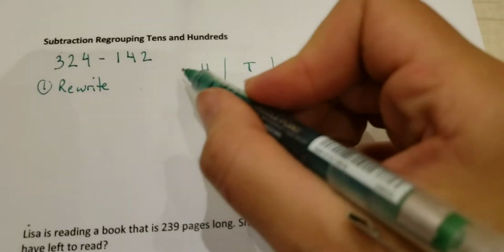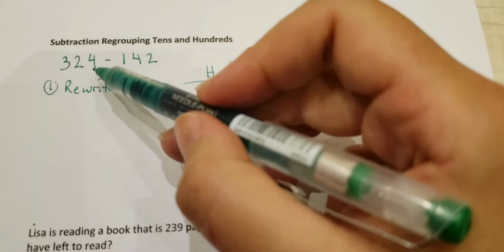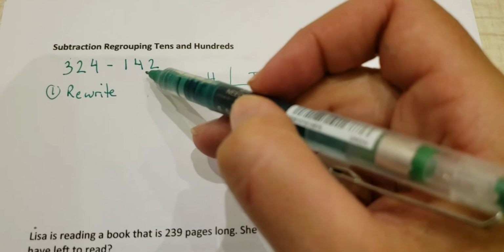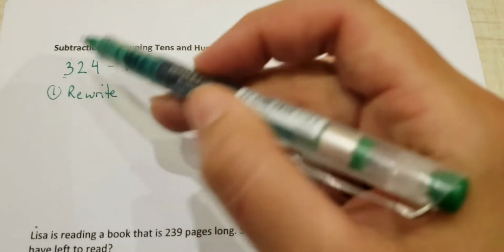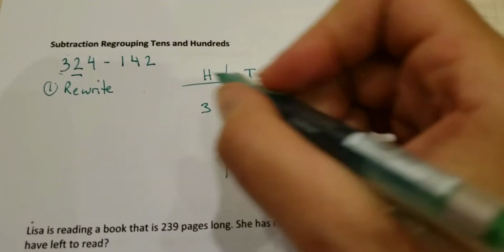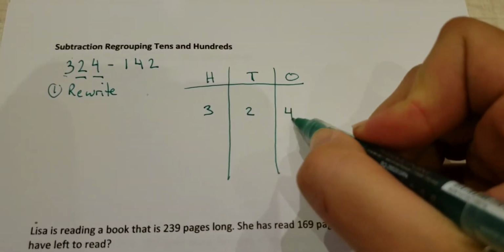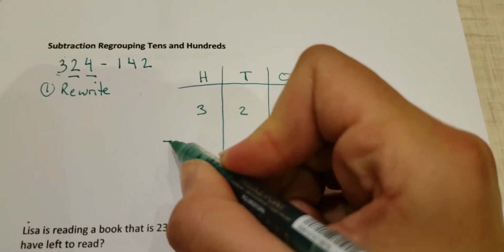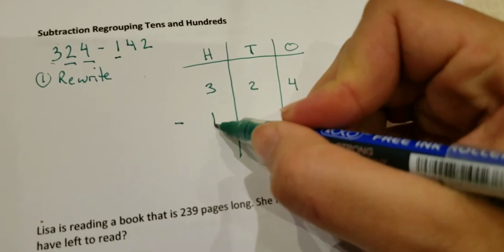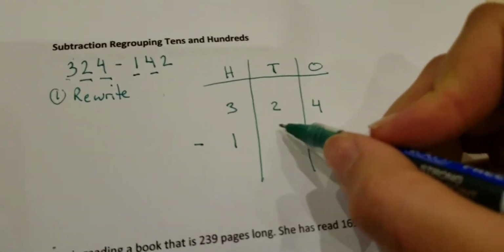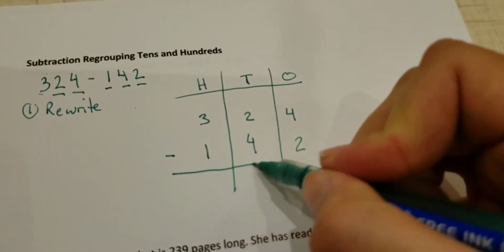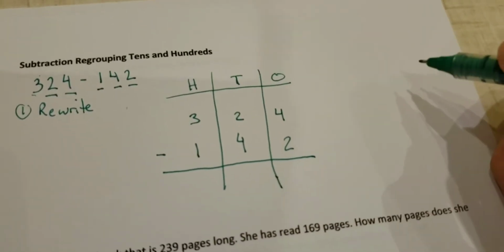And then we write the bigger number, or the first number, and take away the smaller number, the second number. Okay, so we have a 3 in the hundreds place, a 2 in the tens place, and a 4 in the ones place. Minus 1 in the hundreds place, 4 in the tens place, and 2 in the ones place. Now we are ready to subtract.